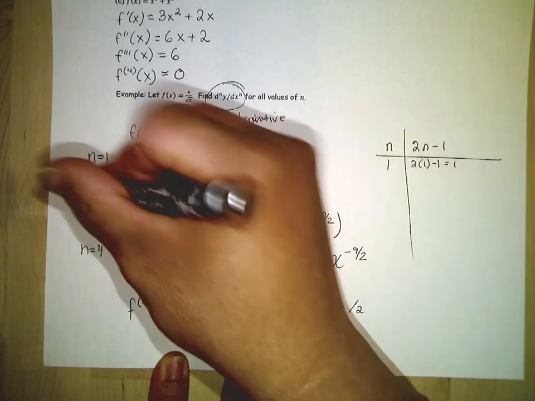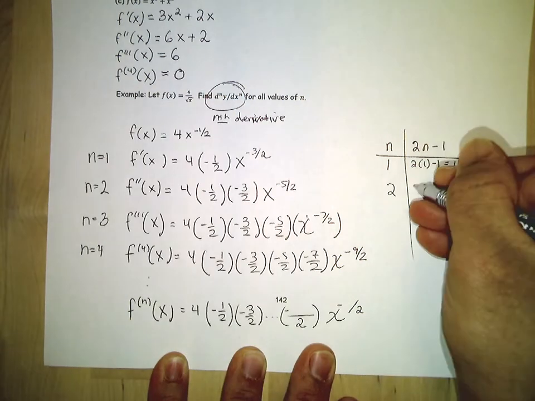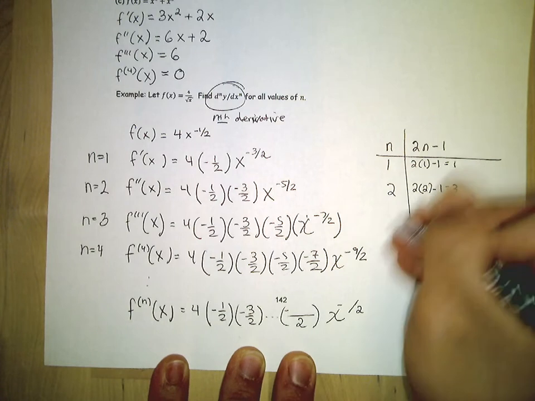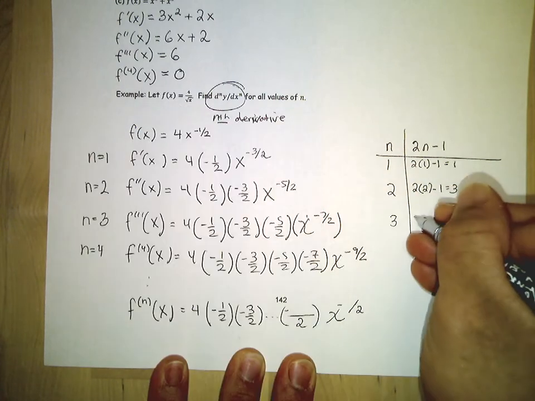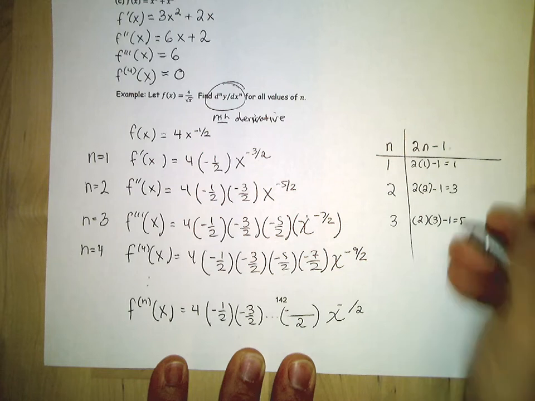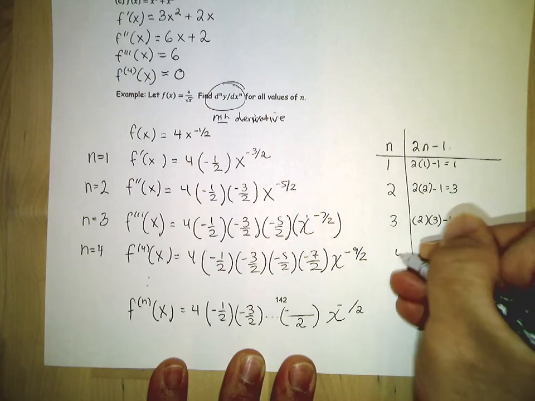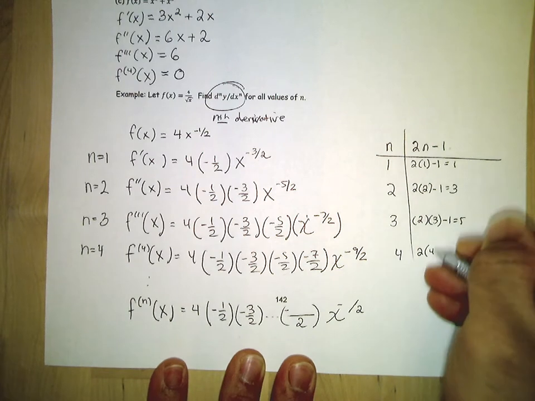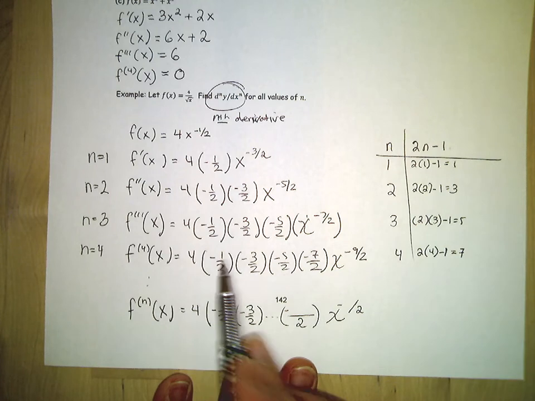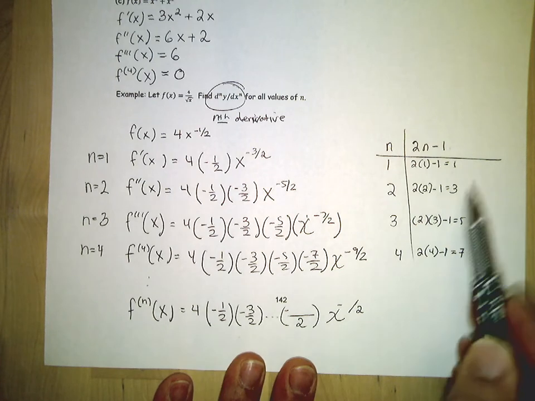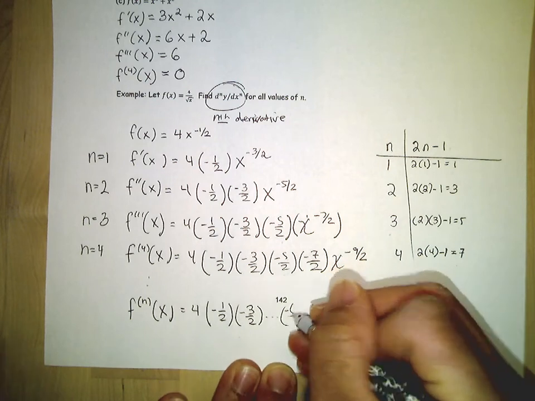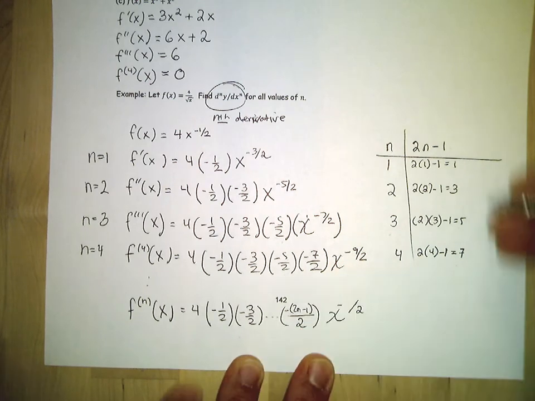And then if n is 2, we get 2 times 2 minus 1, which is 3. And if n is 3, we have 2 times 3 minus 1, which is 5. And if n is 4, we have 2 times 4 minus 1 is 7. So we see we have 1, 3, 5, 7. All right, so this will be negative 2n minus 1.